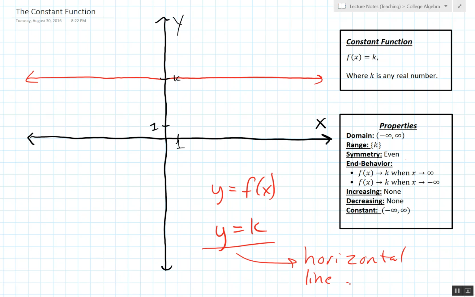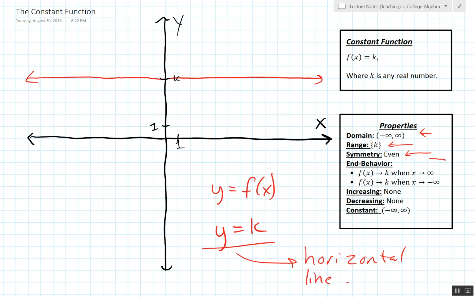There's really nothing we can do with this function other than graph it, but it does have some properties, so this will give you some use of the terminology we're going to use. The domain is going to be all real numbers. The only y value we hit is k, so the range is just going to be k. This is an even function, because if we look at f of negative x, there's nothing to plug in for x, so it's just k, which is f of x, so it's even.